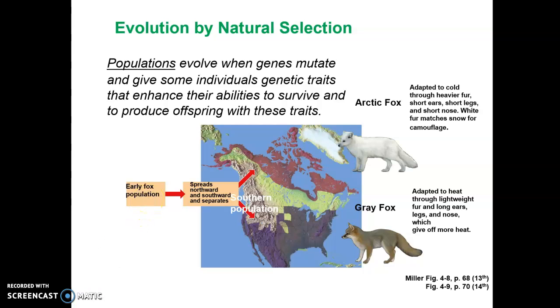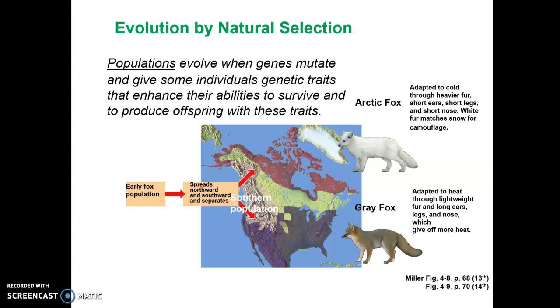population here. And within that early fox population, there were individuals who have genes that code for gray or brown fur. And you also had individuals in that early population that had genes that coded for white fur. Likewise, some members of that population had genes for thicker fur, shorter ears, shorter legs, shorter nose, and other foxes in that early population had lighter weight fur, longer ears, legs, nose, etc. And those genes already existed within that early fox population.